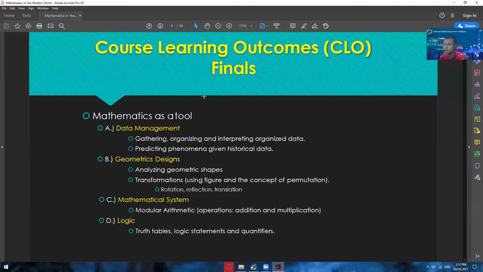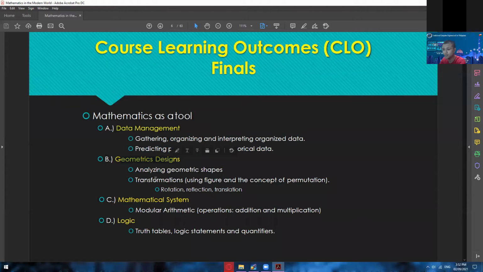And then here is the CLO for the finals. So we have data management, geometric designs, mathematical system, and then logic. So again, for the sub-topics, I'll leave the reading part to you, but most likely these are the main topics that we are going to discuss in the finals.